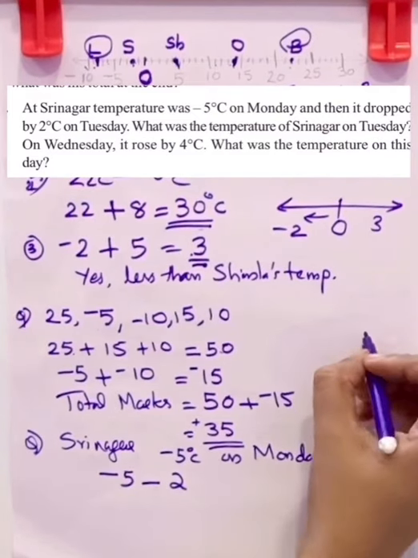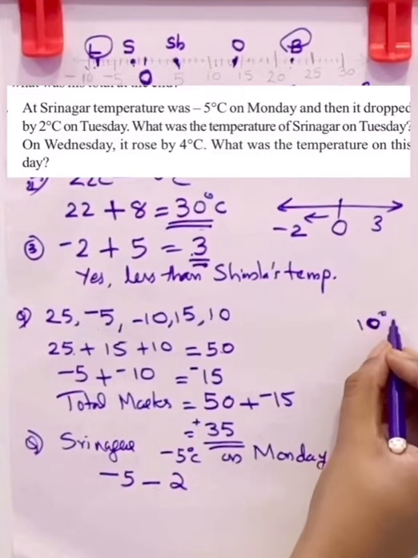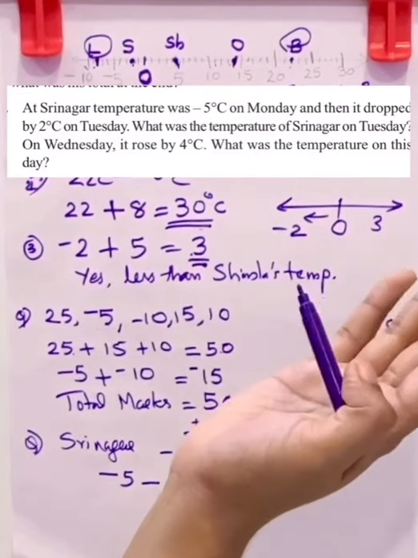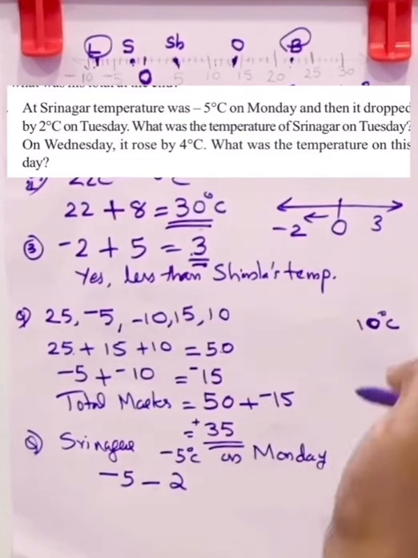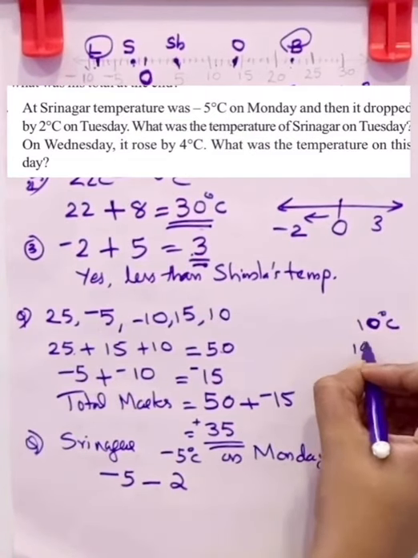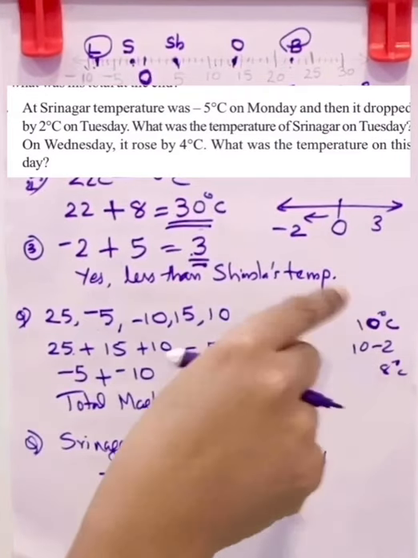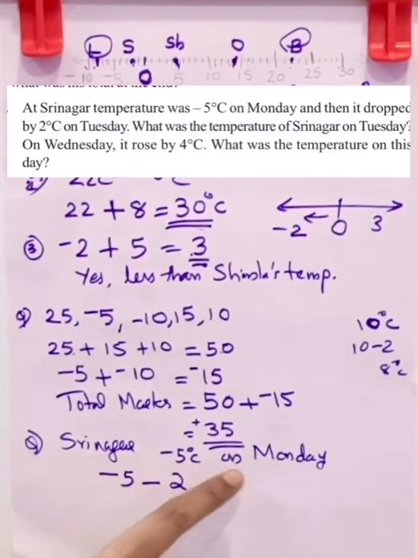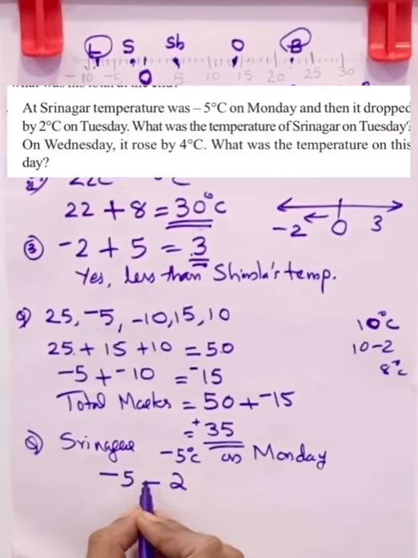I'll show another example here. If 10 degrees Celsius was the temperature, and you are asked what will be the temperature if 2 degrees Celsius is dropped, then simply you will do 10 minus 2, that is 8 degrees Celsius. Like that, if negative 5 is on Monday and on Tuesday 2 degrees Celsius is dropped, you will write it as minus 5 degrees Celsius subtraction 2.